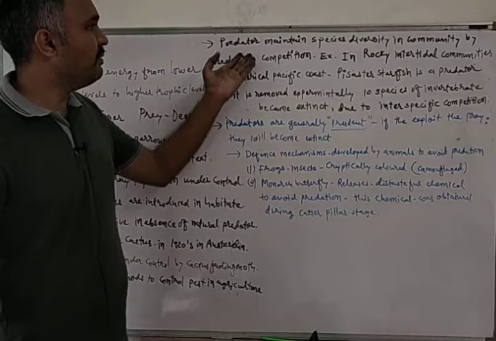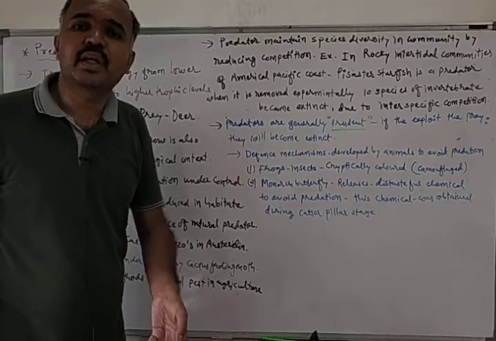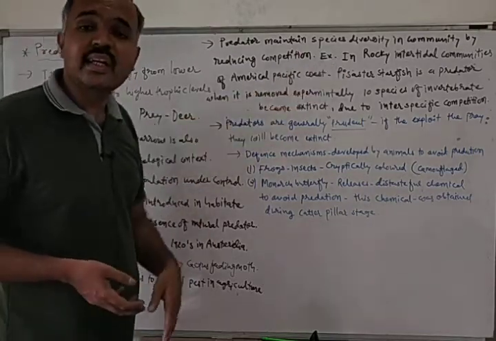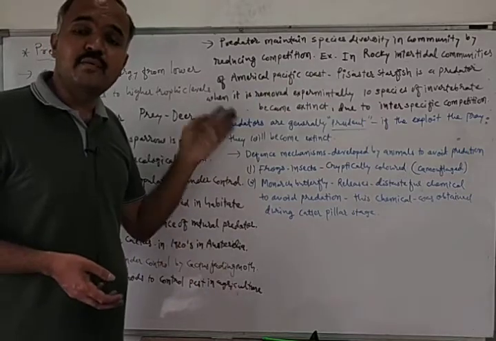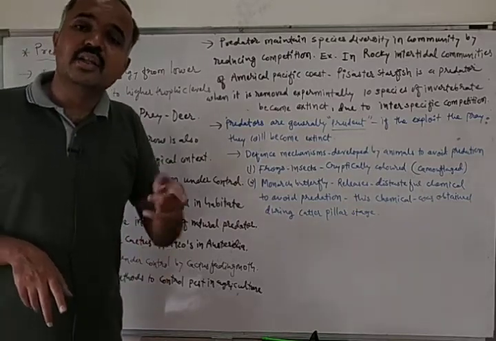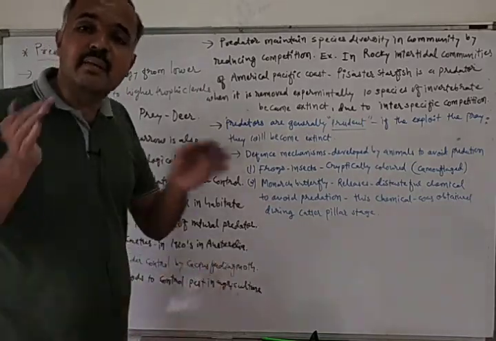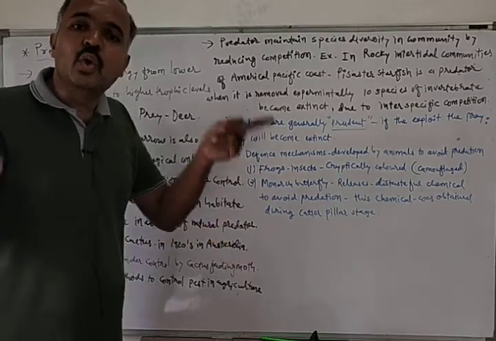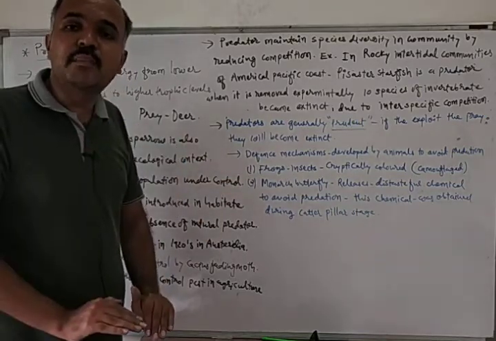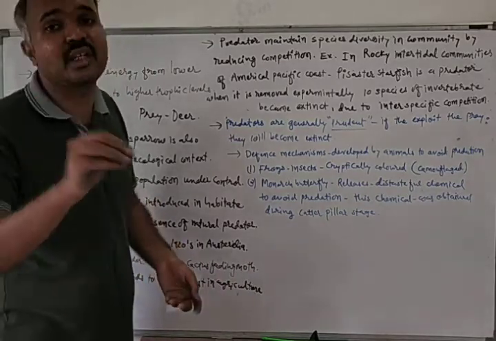Then we said that predators also maintain species diversity in the community by reducing competition among the species of the community. What is the example of that? In rocky intertidal communities of the American Pacific coast, the Pisaster starfish is a good predator. If this predator is removed experimentally, then 10 species of invertebrates will become extinct due to interspecific competition. So Pisaster starfish was maintaining species diversity by reducing competition among different species of invertebrates. This was its significance.